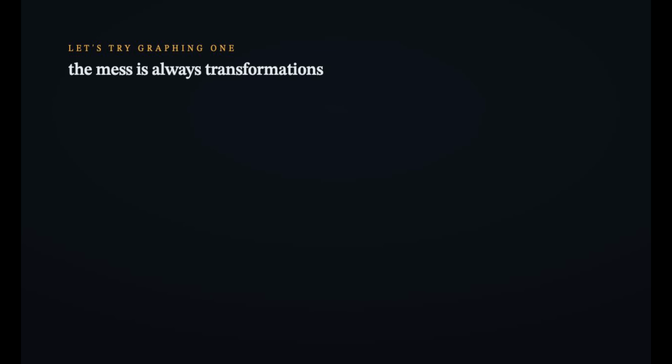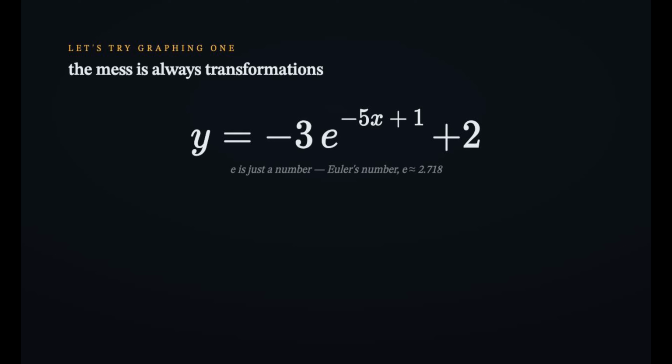Let's try graphing y equals minus 3 times e to the power of minus 5x plus 1, plus 2. Remember, e is just a number, Euler's number. This looks like a mess. In Maths Advanced, the mess is always because of transformations, so let's take care of it with transformation form.